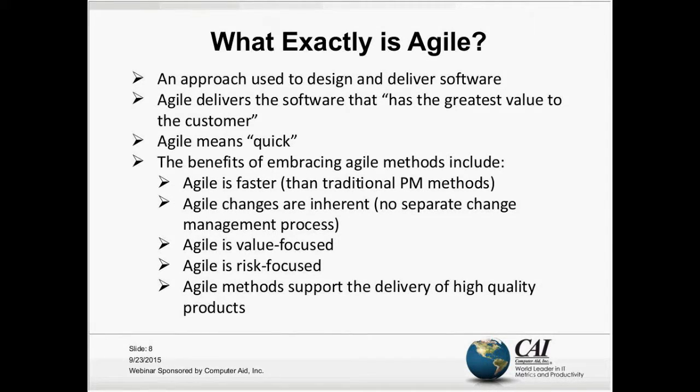Agile is also value-focused. We'll talk about value a little bit later. Agile is risk-focused. I'm sure many of you are familiar with the risk management process of traditional project management. It's very lengthy. A lot of people are a little resistant to that process because it's so lengthy. But this Agile risk management process is a little bit different, a little bit faster, a little bit more obvious, and just a little easier, I would say. In addition, Agile methods support the delivery of high-quality products. So the process has been designed to ensure that the products that are being delivered are of very high quality.